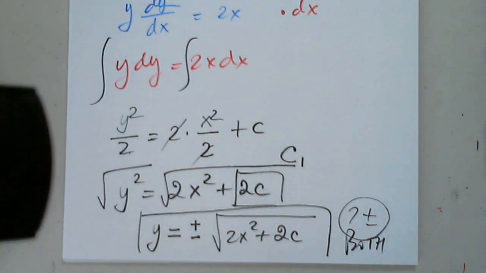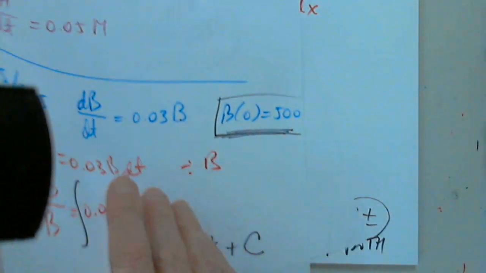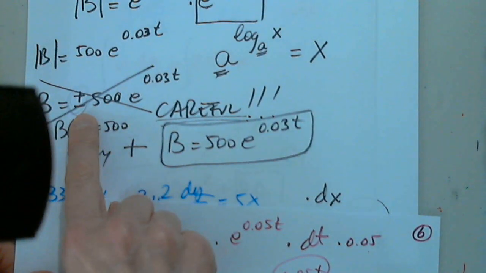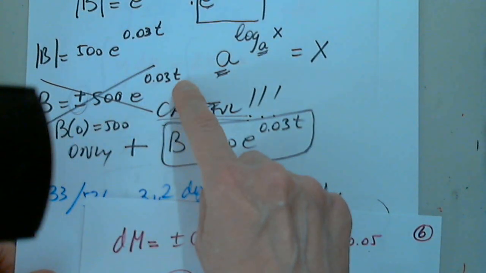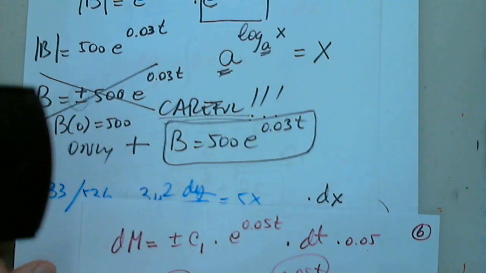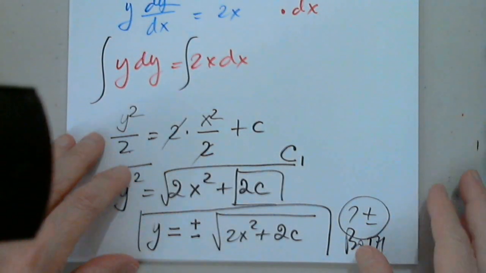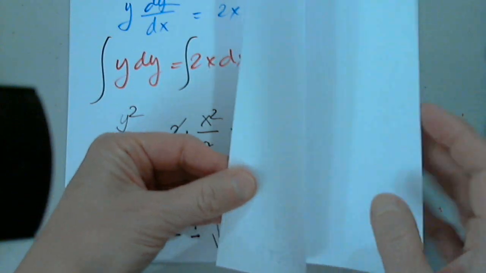Here, on a previous example, I had this initial condition. So I knew that negative would not work, because when t is 0, the answer has to be 500, not negative 500. But this is the most general type in which I have to keep both. That's what I have. Perfect. Any questions on this?